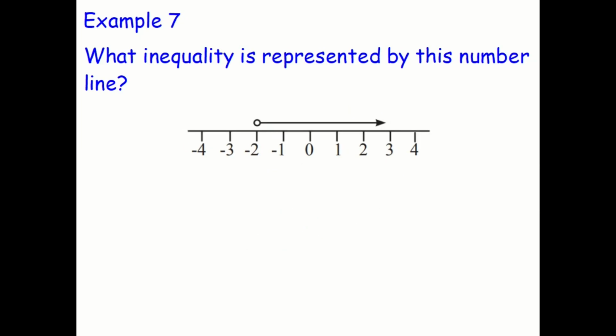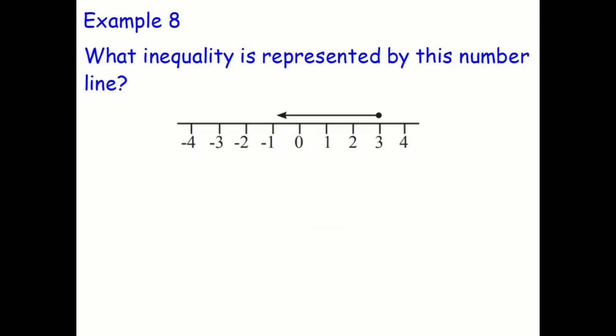Example 7, what inequality is represented by this number line? Well, again, I'm just going to pick a letter x. This time it's greater than, because look, my arrow is going that way. It's not coloured in, so it's not greater than or equal to, it's just greater than minus 2. Example 8, what inequality is represented by this number line? It's less than or equal to, because it's coloured in, 3. The arrow is going that way, same as what my inequality sign is.